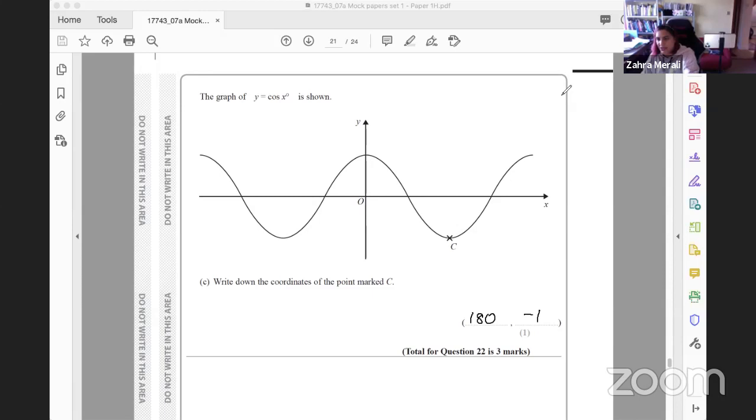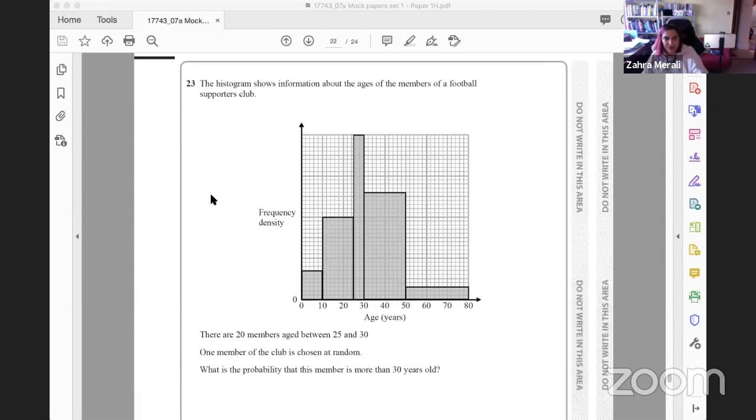Right, 23. All right, on the home run now. 23. We've got a histogram. Now remember what a histogram is. A histogram is where the area is proportional to the frequency. Okay, so the area is going to give us a frequency. We know that from 25 to 30, there are 20 members. So this bit here is 20.